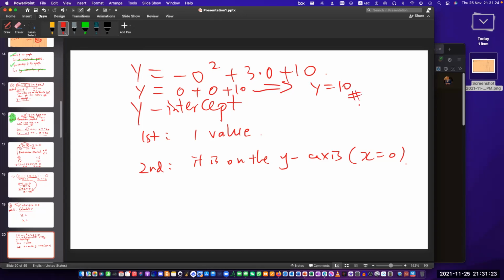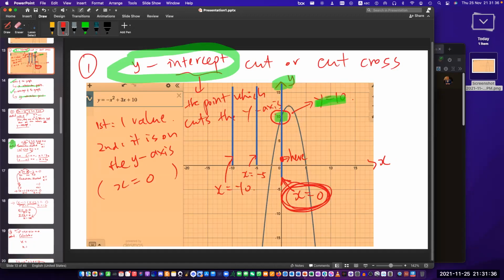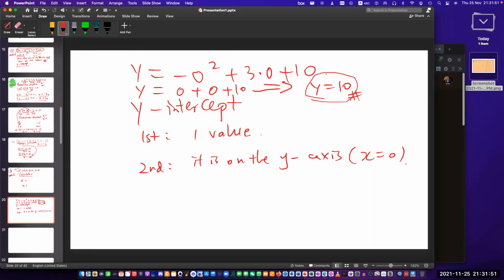So far, so good? So let's compare this method to the graph. The y-intercept is y equals 10. So if I use method 1, I read from the graph, y is equal to 10. And if I don't read from the graph, I do it mathematically, y is equal to 10. So both answers are the same for the y-intercept.